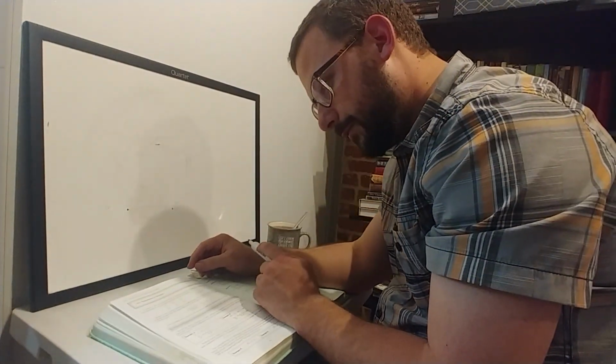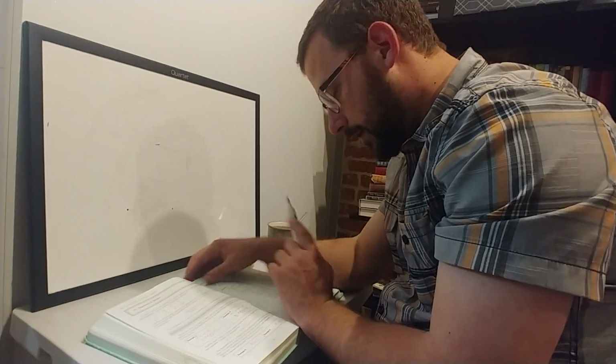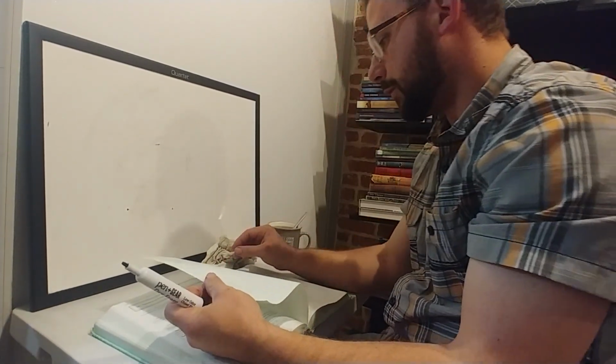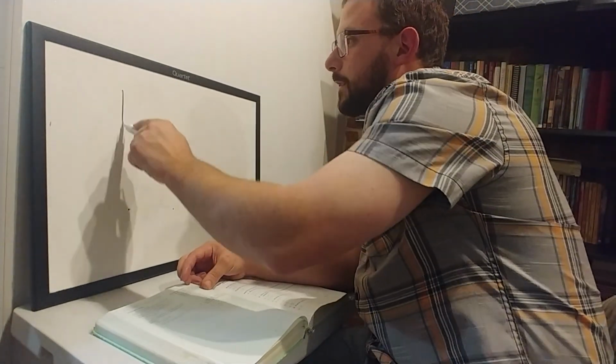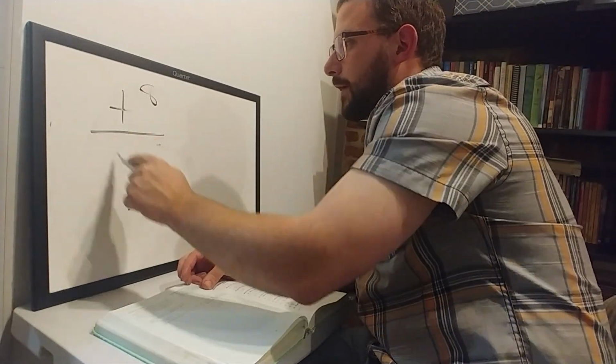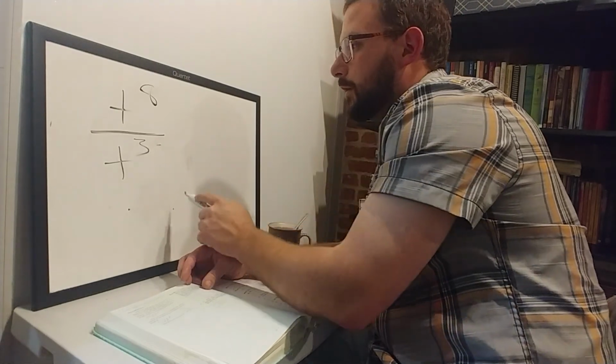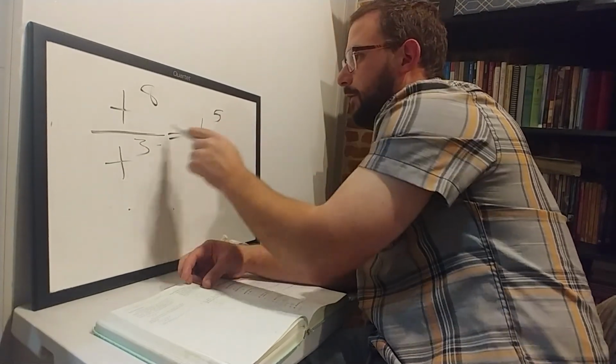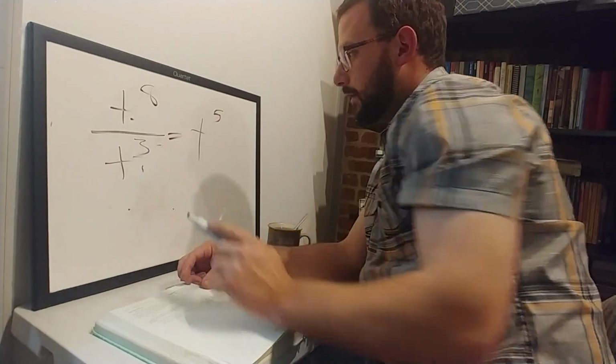So if you have t to the 8th divided by t to the 3rd, if you simplify this, it should come out to t to the 5th, because 8 minus 3 is 5, alright?